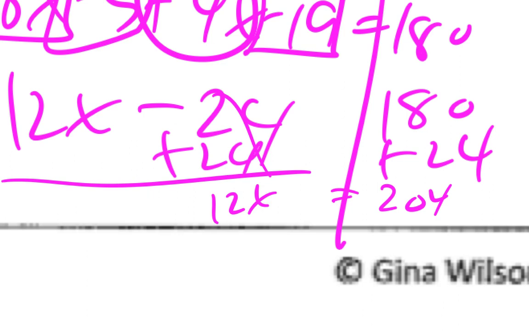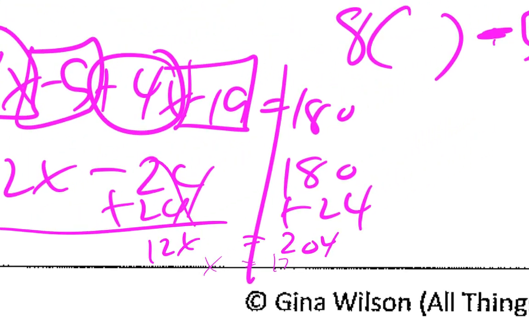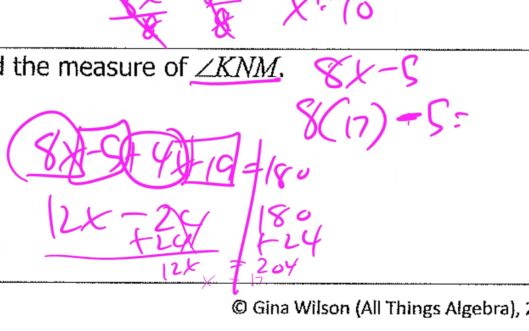Okay, so then our last step is to divide. We're just going to put that in our calculator: 204 divided by 12. It's going to give us the answer x equals 17. Okay, now we're very close. We just need to type that into our calculator, just like that. And if we do that, we're going to get 131 as our answer.